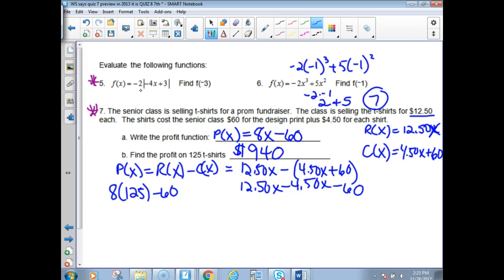If you're going to do the f of negative 3, that's putting in negative 3, of course, for x. You'll have negative 4 times negative 3 plus 3 in the absolute value bars. You apply the negative 2 last. So you're going to be negative 2 times the absolute value. This is positive 12 plus 3, which is 15. And then the absolute value of 15 is 15, and negative 2 times 15 is negative 30.